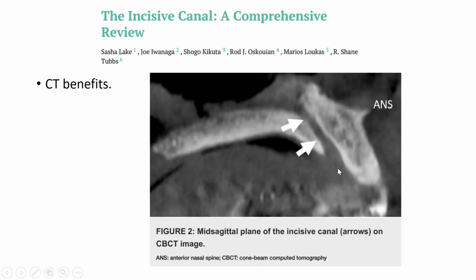So, the CT scans are the best medical imaging modality to assess this incisive canal, as it gives a better resolution. It also eliminates any superimposition, offers less radiation to the patient, and will provide better analysis of the quality of the bone. In this image, we can see a sagittal section of the incisive canal. So this is anterior, this is posterior, this is superior, inferior, and the white arrows are showing us the incisive canal, and also here marked by A and S, this is the anterior nasal spine.